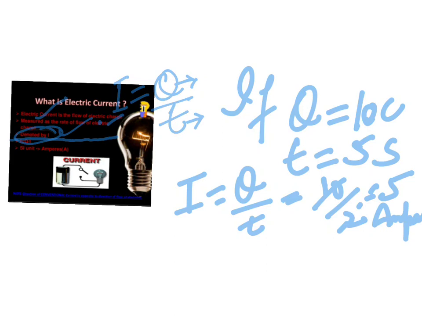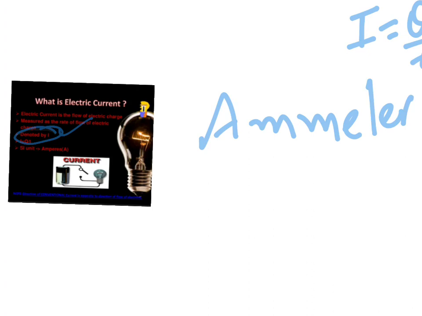If you know the amount of charge and you know the time period for which the electric charge has been flowing through a conductor, you can find the value of I, the value of current, which is equal to Q divided by T. There is an instrument by which we can measure the electric current flowing through a conductor, and that instrument is called an ammeter.